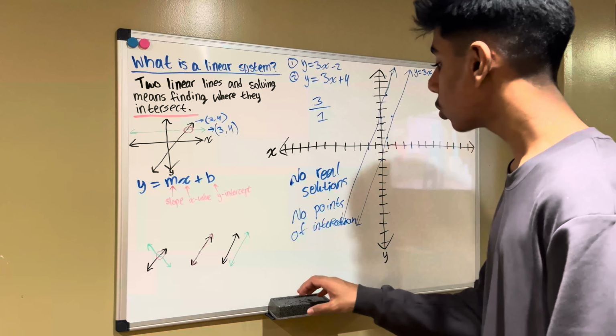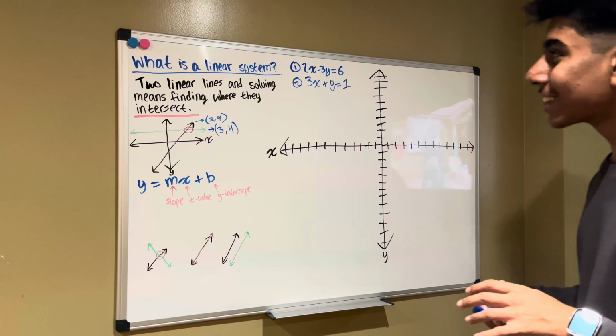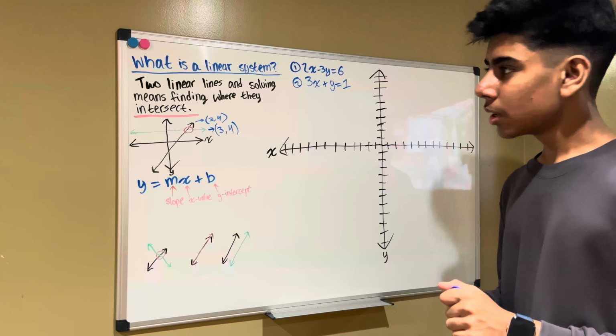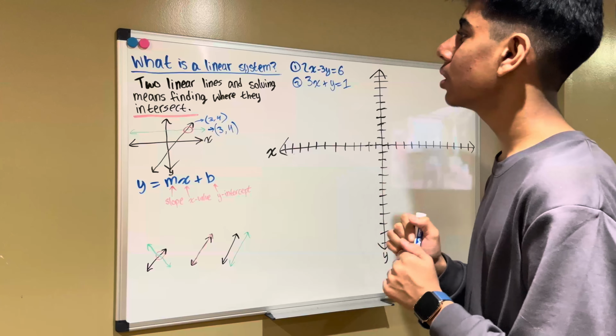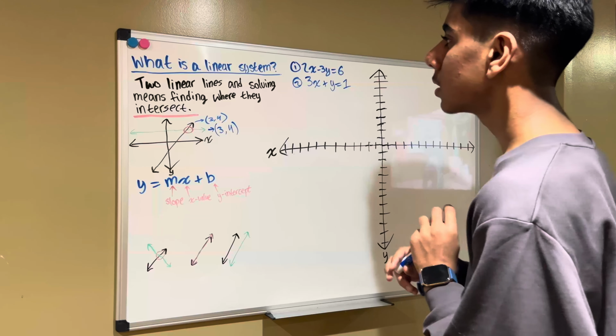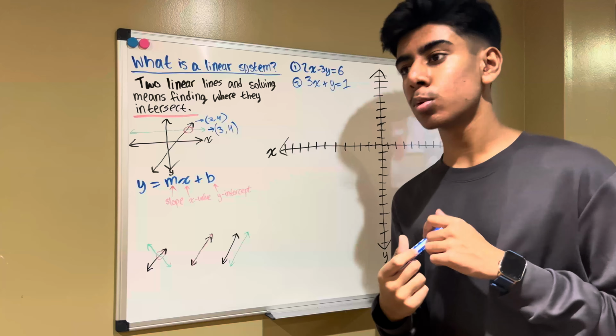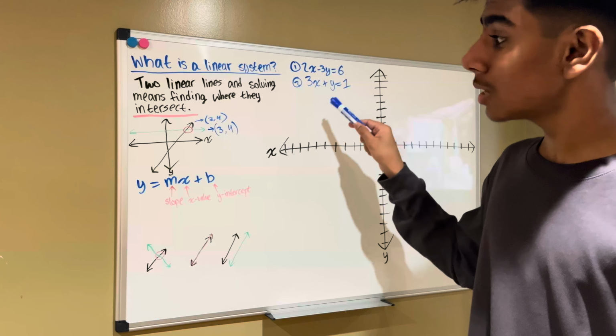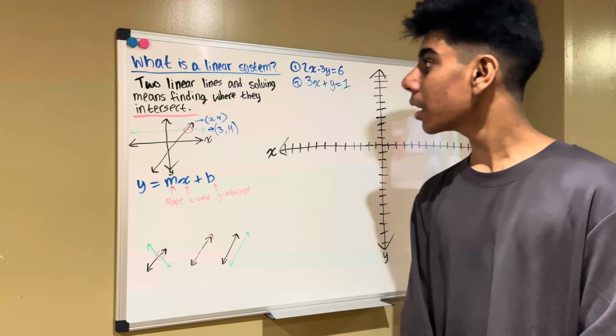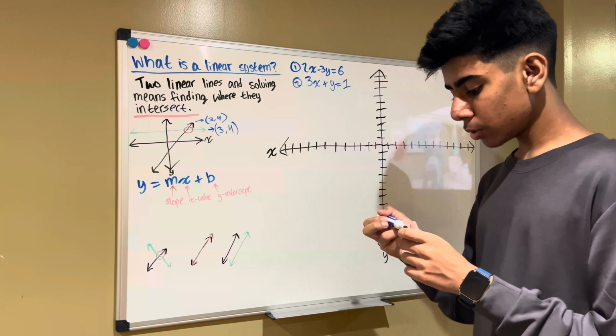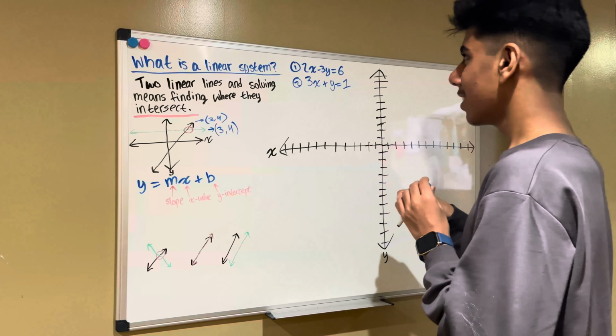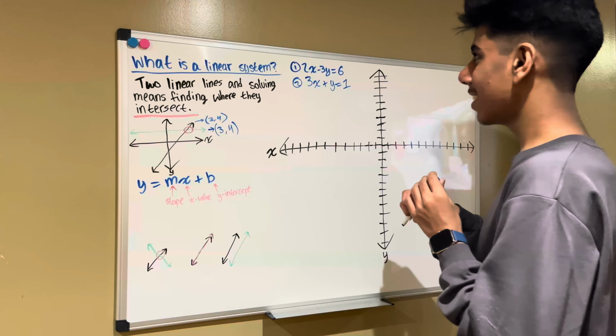Okay, moving on to our hard example. For our third example, which is quite hard, we have the linear equations 2x minus 3y equals 6 and 3x plus y equals 1. So now we see that this is not in y equals mx plus b format, so we want to make this into y equals mx plus b format. So to do that, we have to isolate y and move all this to the other side and remove the -3 from y.